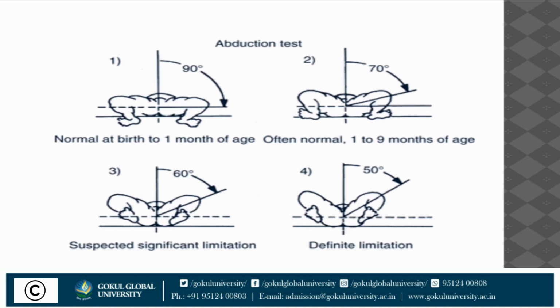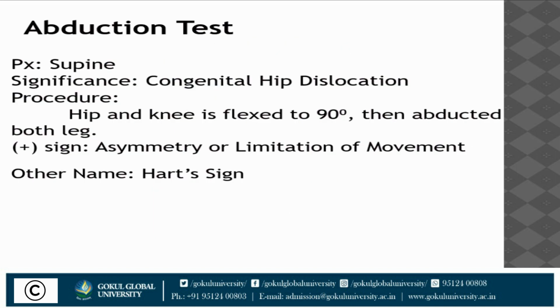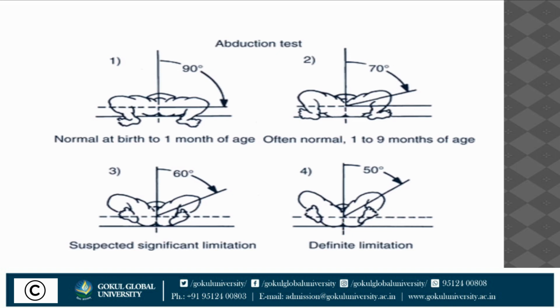So as we can see in this figure, first figure is normal at birth to 1 month of age, that is 90 degree of abduction. Then after normal 1 to 9 month of age, suspected significant limitation. If it is only 60 degree, that means there is suspected limitation, and if it is less than 50 degree, that means there is definite limitation. Other name of test is heart sign. So if there is asymmetry or limitation of movement, then abduction test is positive and there are chances of congenital hip dislocation.